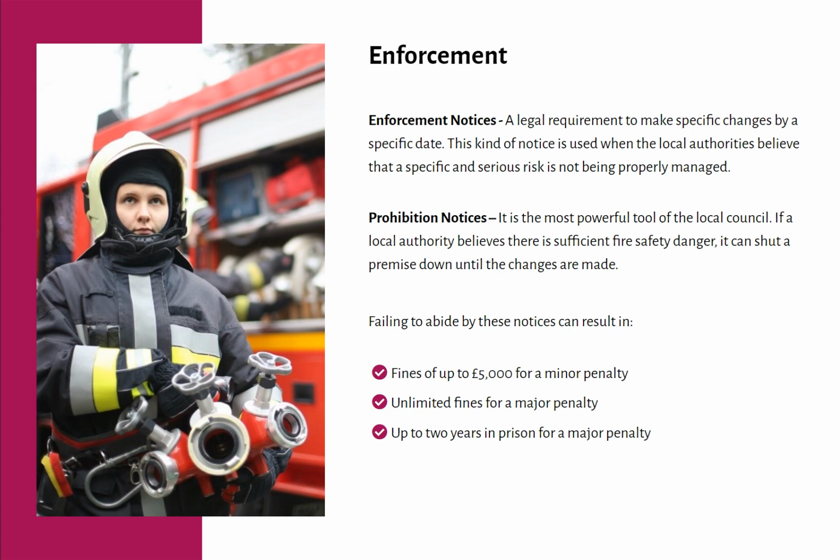This kind of notice is used when the local authorities believe that a specific and serious risk is not being properly managed. Prohibition notices. It is the most powerful tool of the local council. If a local authority believes there is sufficient fire safety danger, it can shut a premises down until the changes are made. Failing to abide by these notices can result in fines of up to £5,000 for a minor penalty, unlimited fines for a major penalty, and up to 2 years in prison for a major penalty.